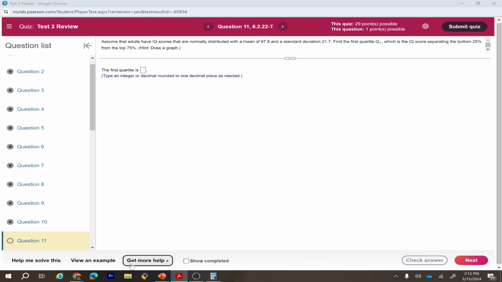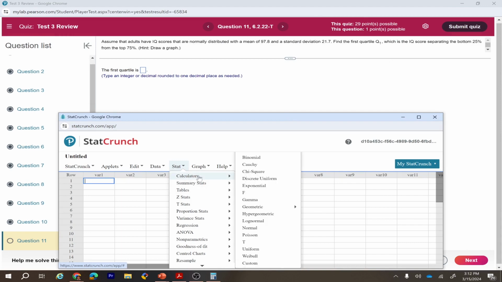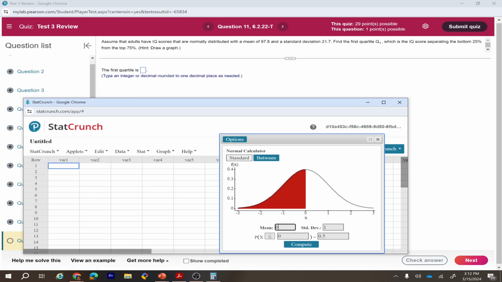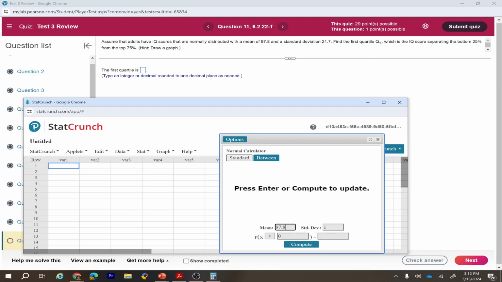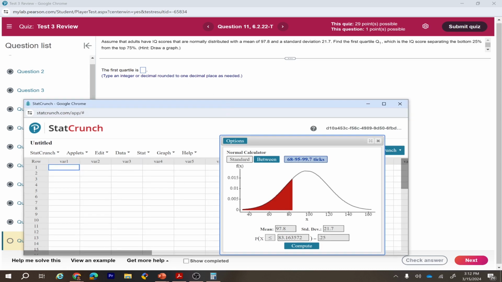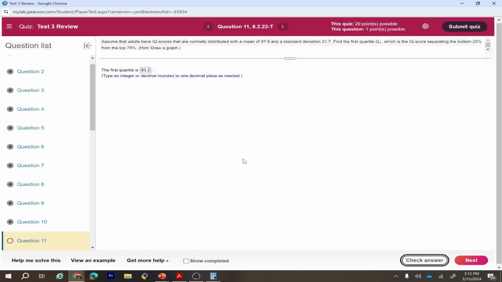So go and use StatCrunch one more time, go to the normal calculator and fill out this information. Mean is 97.8, standard deviation is 21.7, area to the left is 0.25, and if you hit compute, the value inside the middle box is your first quartile. If you round it to 1 decimal place, it's 83.2. 83.2 is the first quartile. Okay.